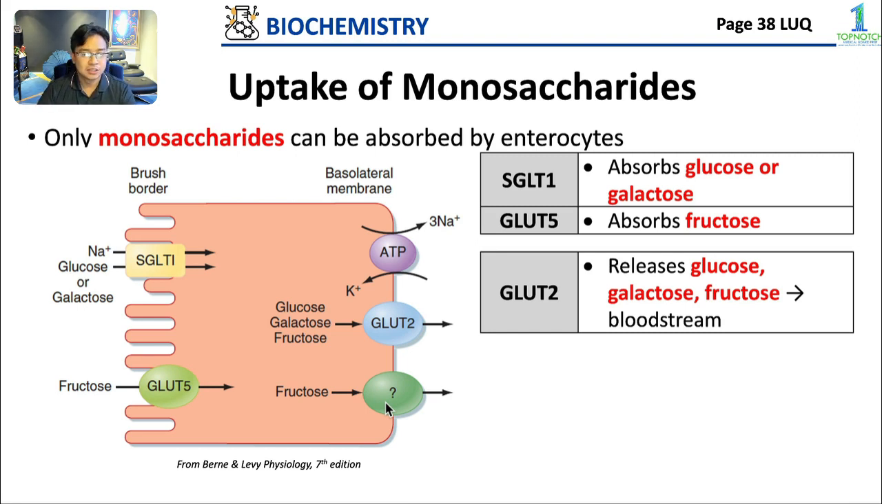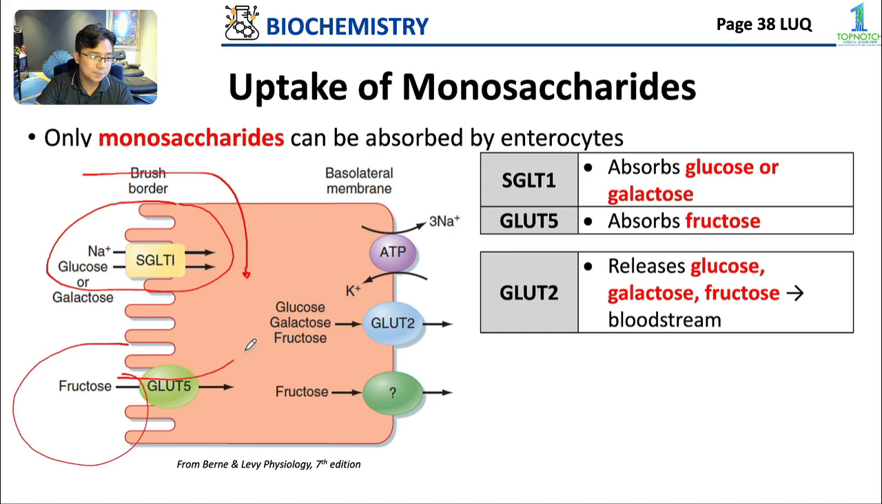tripeptides. Now, as you can see here guys, your SGLT1 can absorb glucose or galactose coming from the lumen going to the inside of the cell, while GLUT5 absorbs fructose from the lumen going to the inside of the cell. Eventually, GLUT2 at the basement membrane releases glucose, galactose, and fructose into the bloodstream.